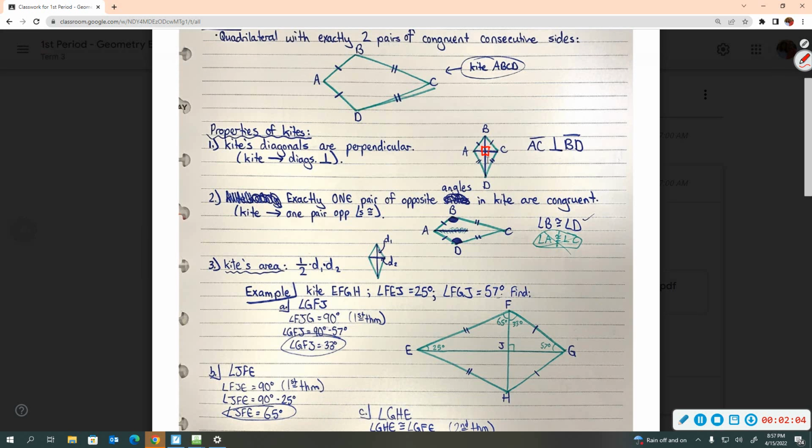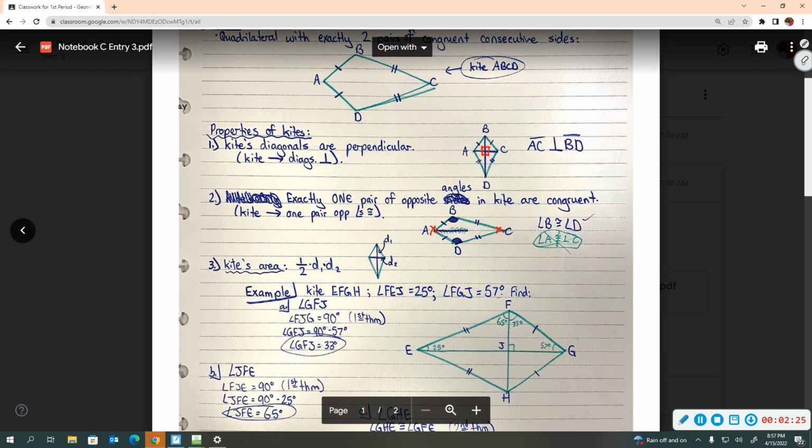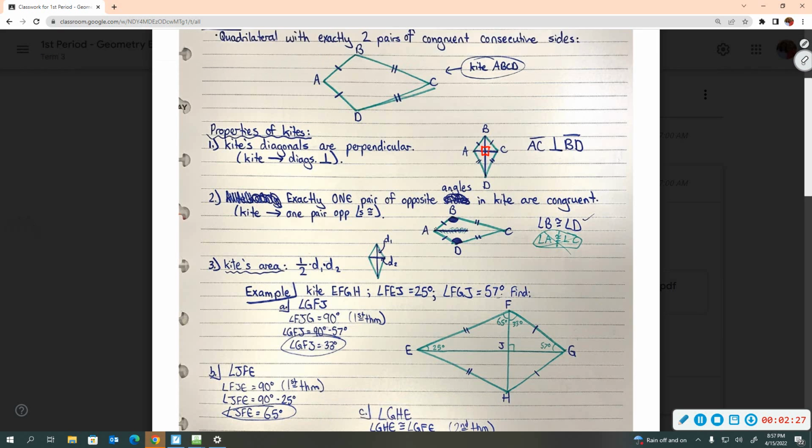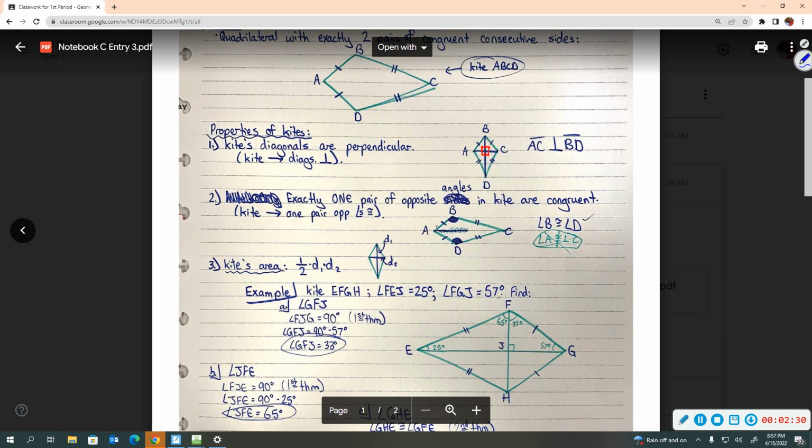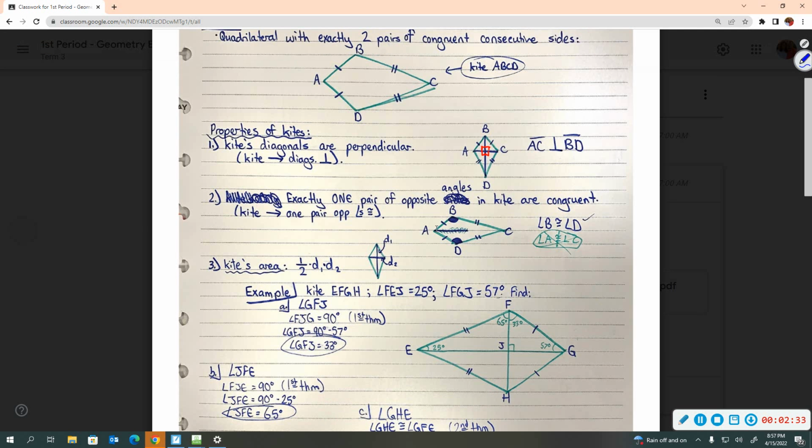The second fact is that in a kite, exactly 1 pair of opposite angles in the kite are congruent. Angle A and angle C are not going to be equal, because this is longer to get to C than that one was to get to A. It makes a different angle. So the only pair of congruent angles is B and D, because it has this short side, long side, makes the same angle. There's 1 pair of equal angles. Angle B equals angle D.